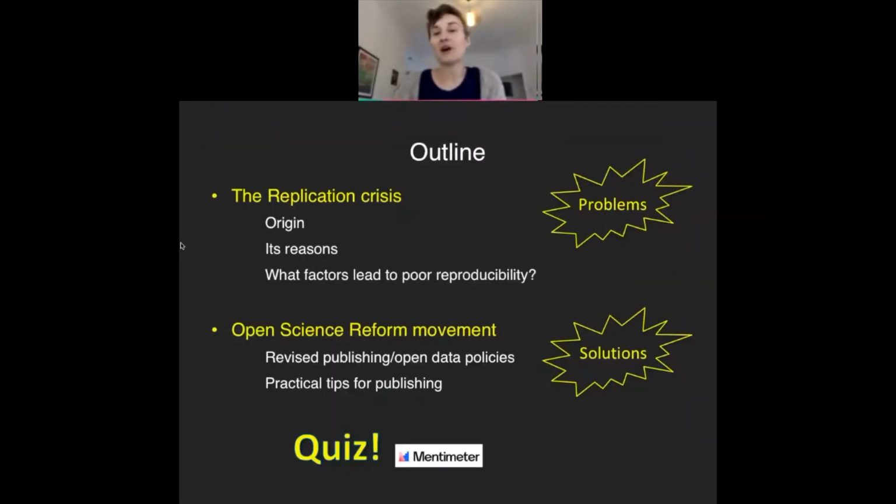The outline of my talk today: I'm going to split it up in two parts. I want to talk a little bit more about the replication crisis. We've heard a little bit already today in the morning. Its origins and also its reasons. Why are we in this crisis? And then factors that lead to poor reproducibility in science. So basically, we start out with the problems, and then we want to move from the problems to solutions. Of course, this crisis has led to a countermeasure, the open science reform movement, that tries to improve reproducibility by revising publishing and open data policies. I also want to give you some practical tips for publishing in this second part of my talk. And I also want to do two quizzes throughout the talk using Mentimeter, so please keep your smartphones close. I will call you up, and then you will go to menti.com and put in a code so that you can participate in the quiz. I'll tell you when we're doing that.